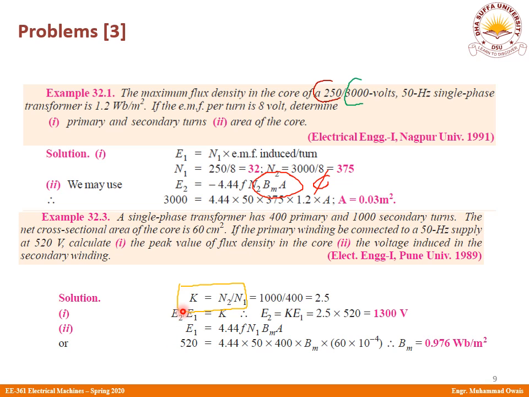We need to find out the value of the flux density in the core. So I know the value of the induced EMF at the primary, E1. I have my E1 with me, and all other parameters are also known. The only thing which is unknown is my flux density. Once I put all other parameters into this equation, I shall have the value of my flux density.